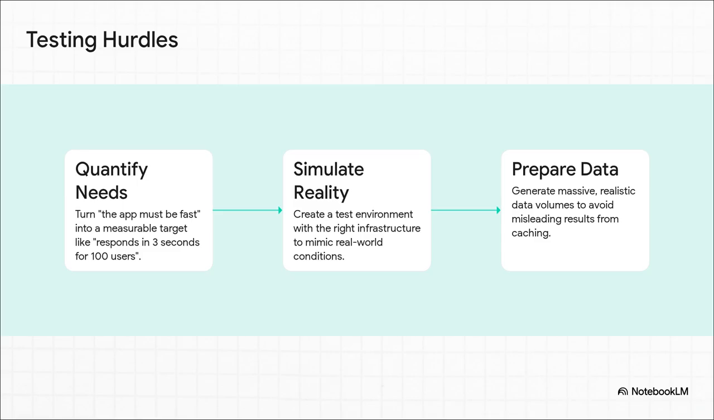Testers have to translate that into something measurable, like it has to respond in under 3 seconds with 100 people using it at once. Then you have to build a whole separate environment that perfectly copies the real world, which is a massive technical challenge. And finally, you need data, a ton of realistic data, because testing with simple, clean data just won't show you how the system will act under real pressure.